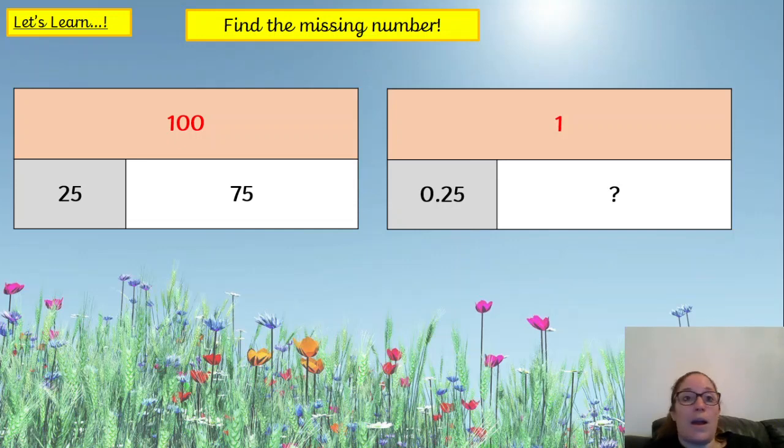Because we're only looking at decimal numbers that add up to 1. So we've got 1. What can I add to 0.25 to get to 1? You can think back to your 100 square. If I've coloured in 25 parts out of my 100, how many parts am I going to have left? I'm going to have 75 parts, so it's 0.75.